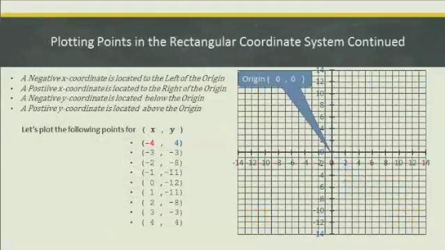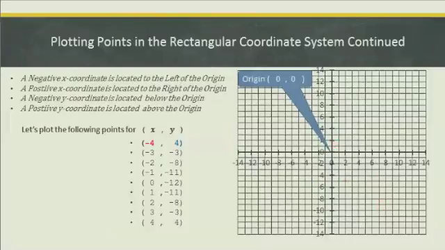In order to plot points in a rectangular coordinate system, we must know a few basic rules. A negative x-coordinate is located to the left of the origin, and a positive x-coordinate is located to the right of the origin. A negative y-coordinate is located below the origin, and a positive y-coordinate is located above it.